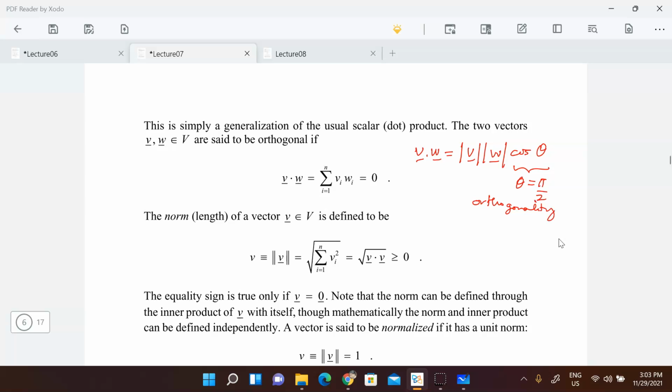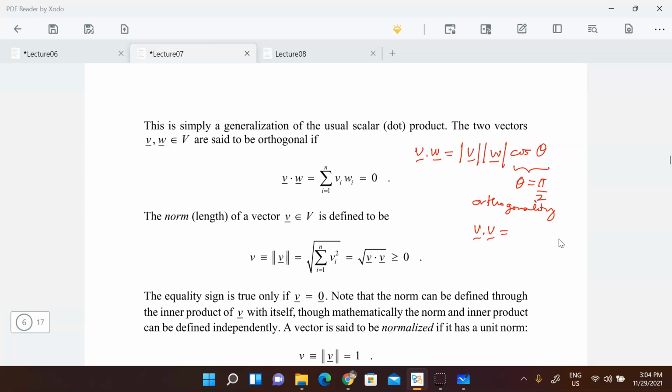So we do the same thing here. Despite that this is now in higher dimensions, besides 3, one can still define the idea of orthogonality by saying that if you take the inner product between two vectors and it gives you 0, then your two vectors are orthogonal. We also have this idea of a length.